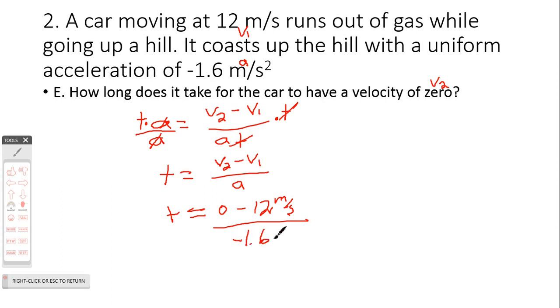Now, just a couple things to look at. First of all, if you go 0 minus 12, that makes pretty good sense that that's going to be a negative number. But I'm dividing by a negative, which is good because negative time is not an easy concept to deal with. So negative 12 divided by negative 1.6 is equal to 7.5 seconds. So it's going to take 7.5 seconds for this car to reach 0. Now, if we have no brakes, and that's what part F is going to deal with, it's going to start rolling backwards down the hill. All right, so let's take a look at part F.